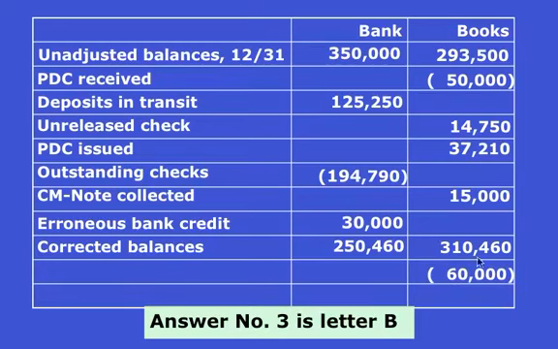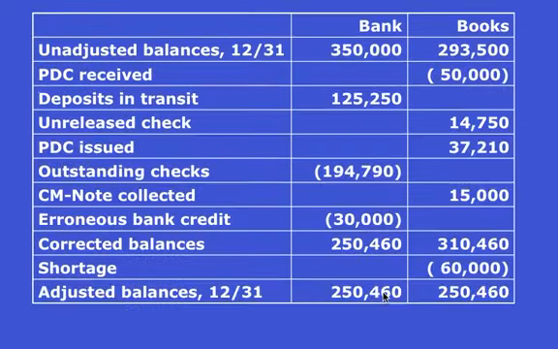Okay? And that's how much? 60,000. Estimated shortage. Okay? So, hindi ma-explain kung anong nangyari dun sa 60,000 na yun. So, estimated shortage. So, number 4, letter C. Okay? So, to complete the reconciliation as adjusted, bank and books. So, after considering the shortage.